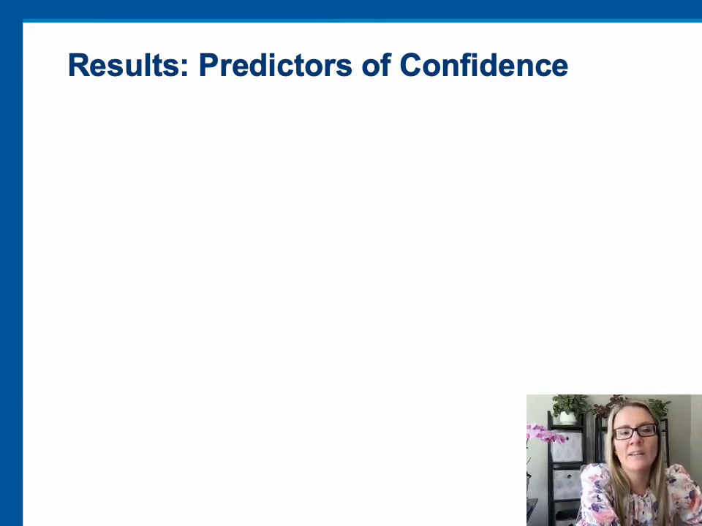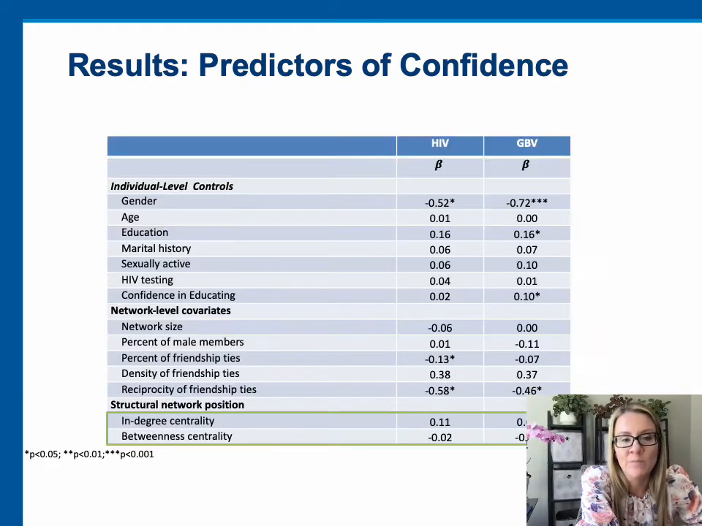Now, when we looked at confidence as our outcome, the health leaders' confidence in educating their peers about HIV or about gender-based violence, and looked at predictors of that, we found that there was actually no significant association between increasing levels of in-degree centrality and self-reported confidence in engaging peers about HIV or gender-based violence, though we did note that the direction of both of those relationships was positive. And similarly, there was not a significant relationship between between-ness centrality and confidence in engaging peers about these two topics, though the direction of that relationship was negative, which we did consider.